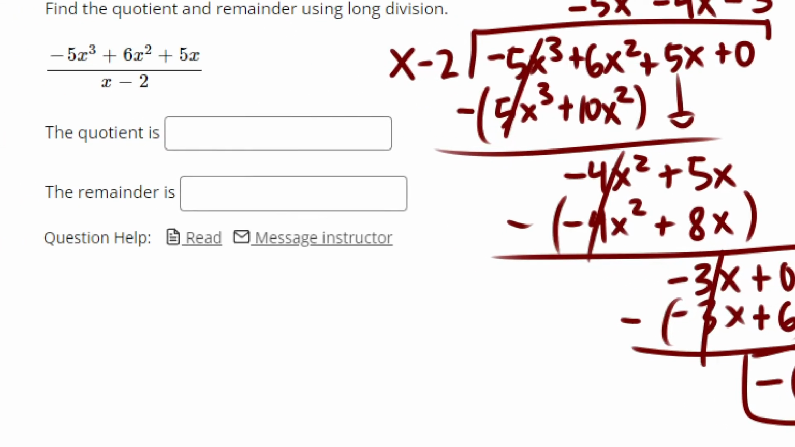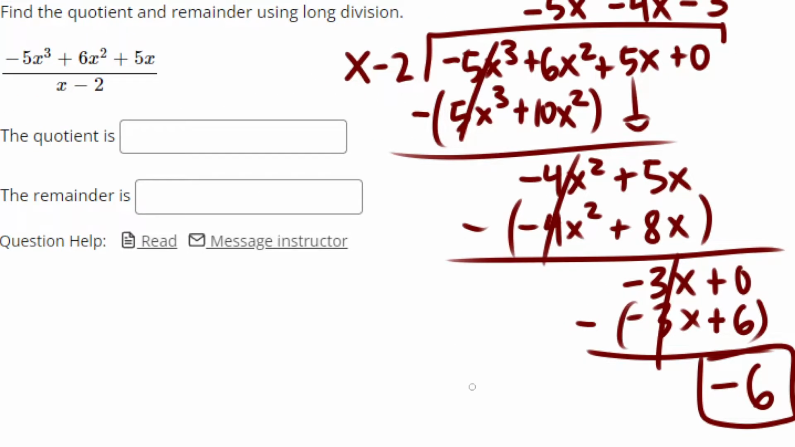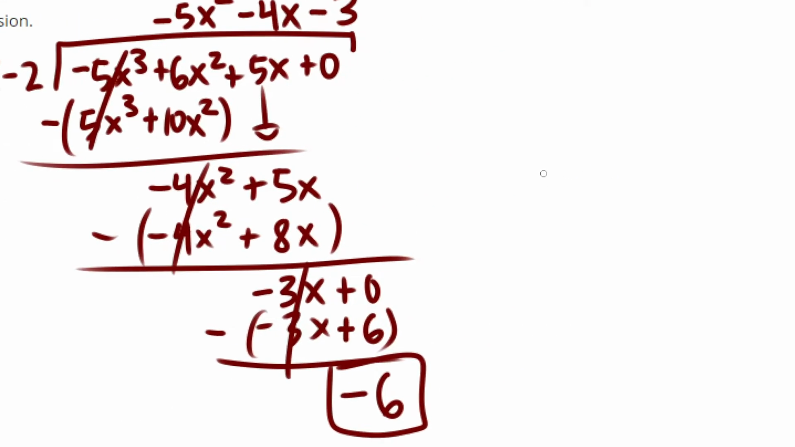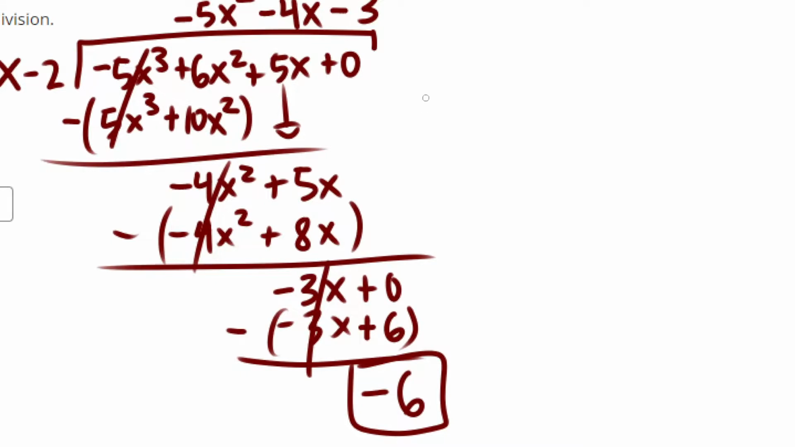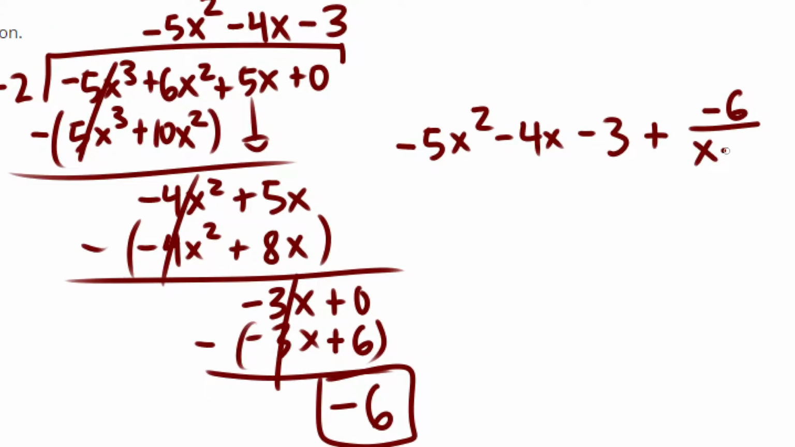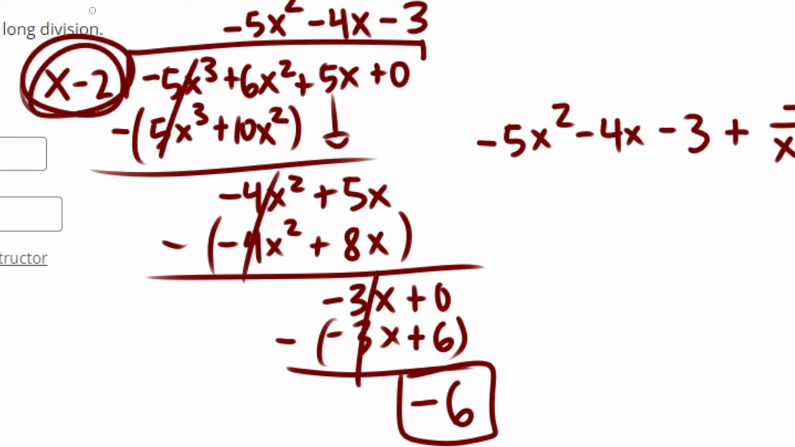And so what you do, typically, now this is different in Lumen, but the way that you would write this out, especially in 1050, and what I would assume on paper quizzes, is you would write this answer out as negative 5x squared minus 4x minus 3 plus negative 6 over your divisor, which is x minus 2, over this thing right here.